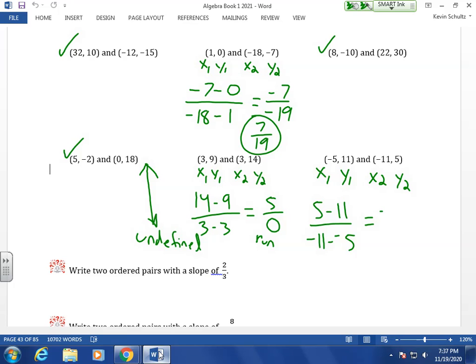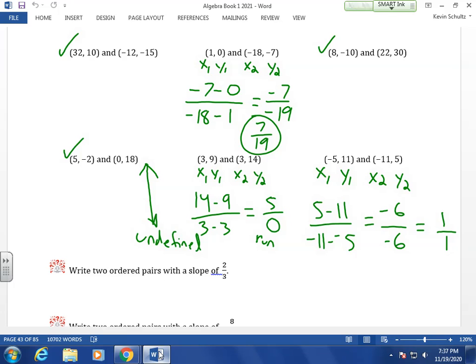5 minus 11 is negative 6. Negative 11, essentially plus 5, is also negative 6. And so this slope is just 1. If you put 1 over 1, that's acceptable because it is slope. It shows the run is 1. There you have it. Negative 6 over negative 6.